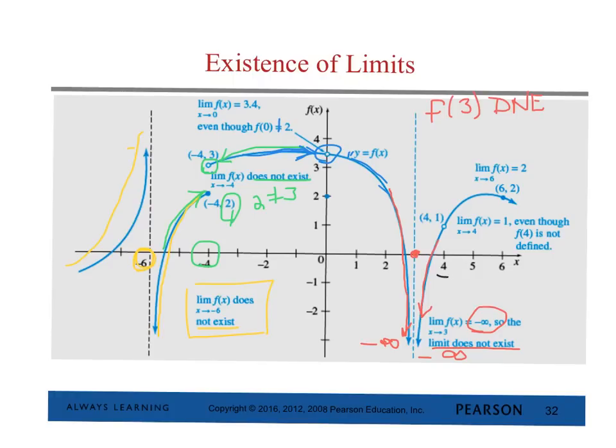If we're talking about x equals 4, the limit as x approaches 4 from the left is 1. And the limit as we approach 4 from the right is 1. So that means the limit as x approaches 4 of f of x is actually equal to 1, even though f of 4 is not defined. It does not exist.